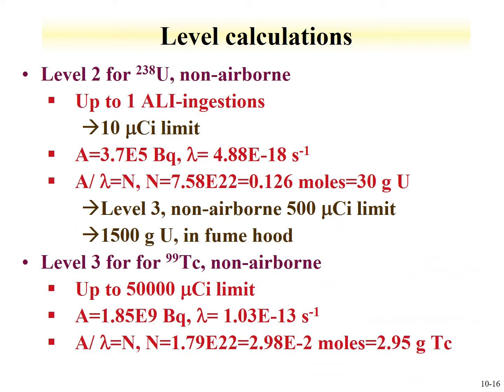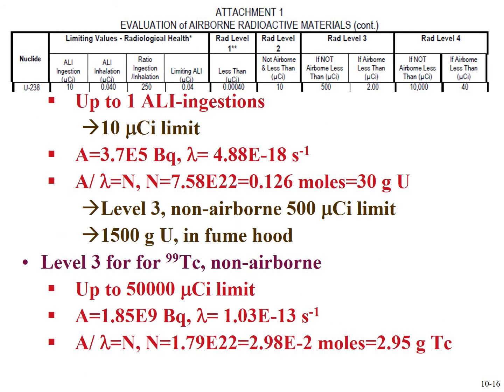An example of that is provided here. Assume that you wanted to do a level 2 for uranium-238. This is non-airborne. This is basically one ALI. So if we go to the tables, we see that for uranium-238, rad level 2, that's 10 microcuries as our limit. So the question would be, what mass of uranium is 10 microcuries equivalent to? Well, if we use activity equals lambda N, we find N, we can get moles, and then we can get mass.